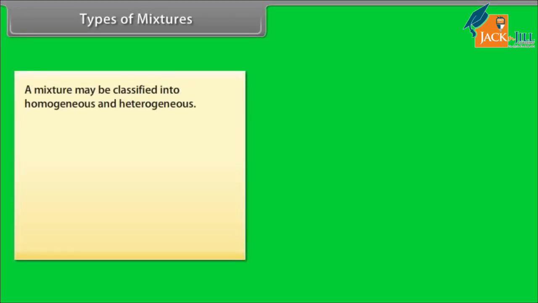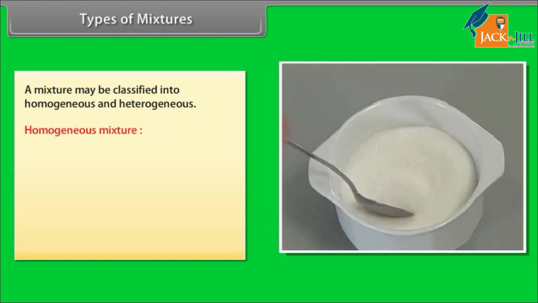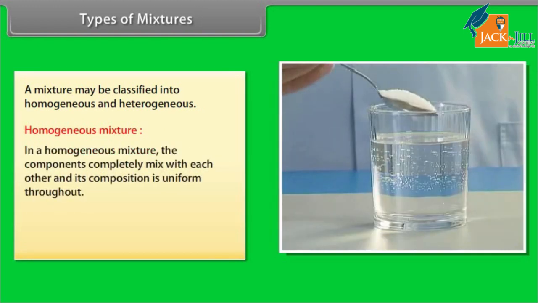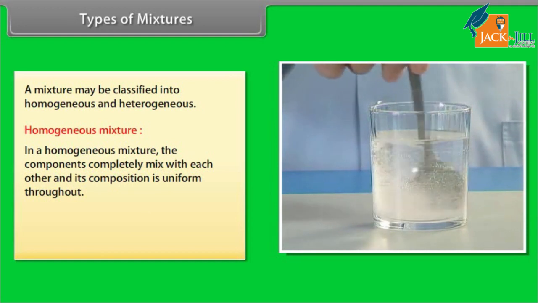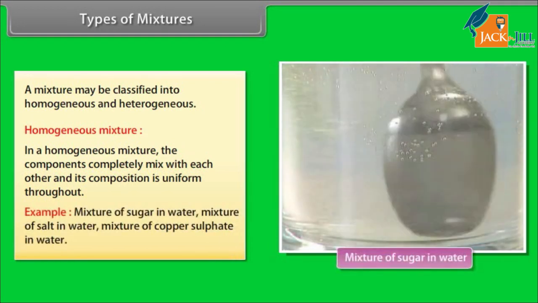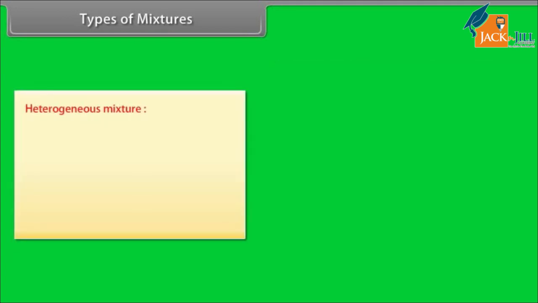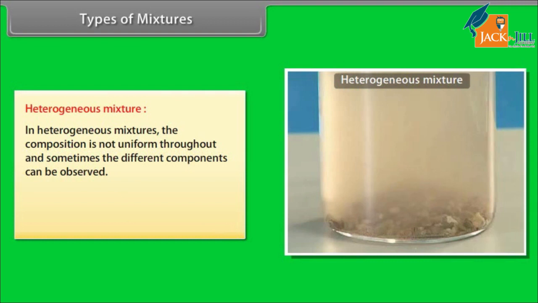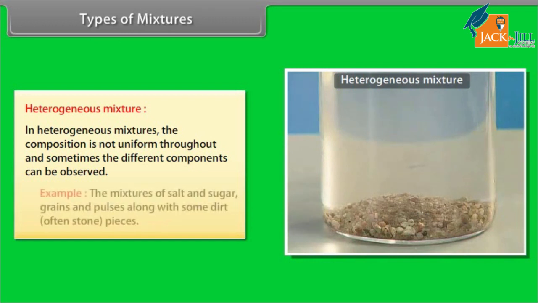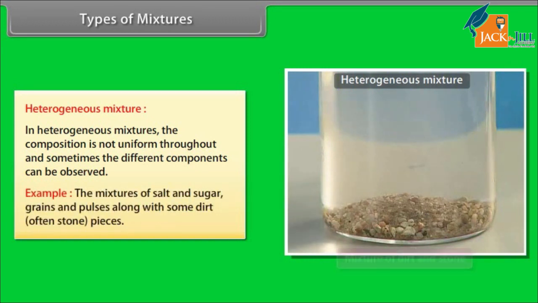Types of mixtures. A mixture may be classified into homogeneous and heterogeneous. Homogeneous mixture. In a homogeneous mixture, the components completely mix with each other and its composition is uniform throughout. Example, mixture of sugar in water, mixture of salt in water, mixture of copper sulfate in water. Heterogeneous mixture. In heterogeneous mixtures, the composition is not uniform throughout and sometimes the different components can be observed. Example, the mixtures of salt and sugar, grains and pulses along with some dirt, often stone pieces.